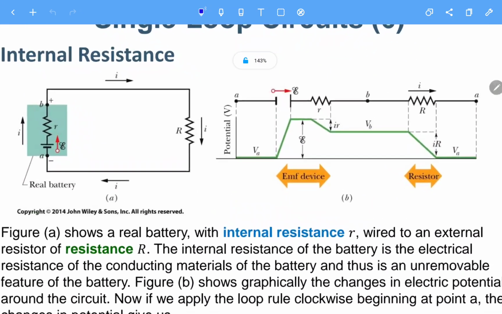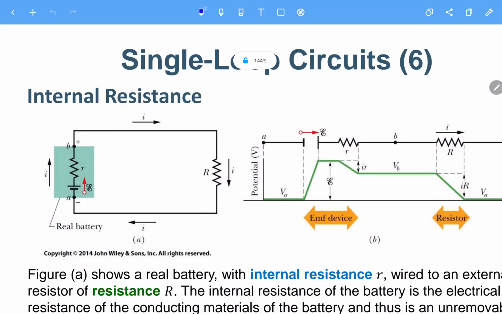Okay, so here is a slightly more complicated case. So we have a real EMF. It has an ideal EMF E in series with a small resistance, small r, and then later on we connect with a resistor R, capital R, and then going back here. So here we have the ground. Okay, VA, you can make it 0. So we go in this direction, going through this battery, negative side to positive side. So we add E.